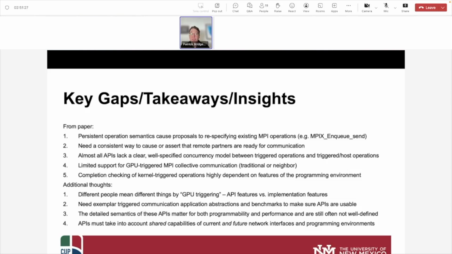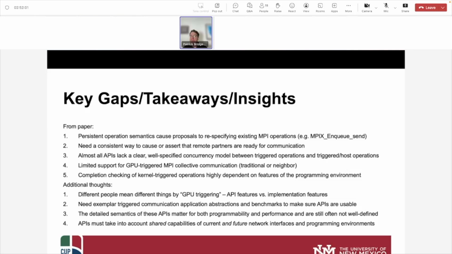The semantics of traditional two-sided persistence don't fit that, which is part of why traditional communication changed though. You need a consistent way to ensure resources and remote partners are ready for communication so you can do one-sided data movement in progress. HPE resorted to using one-sided to do that. Almost all APIs lack a clear, well-defined concurrency model. There is limited support for GPU-triggered collectives. MPI had it, HPE had it, HPE one-sided has some collectives.